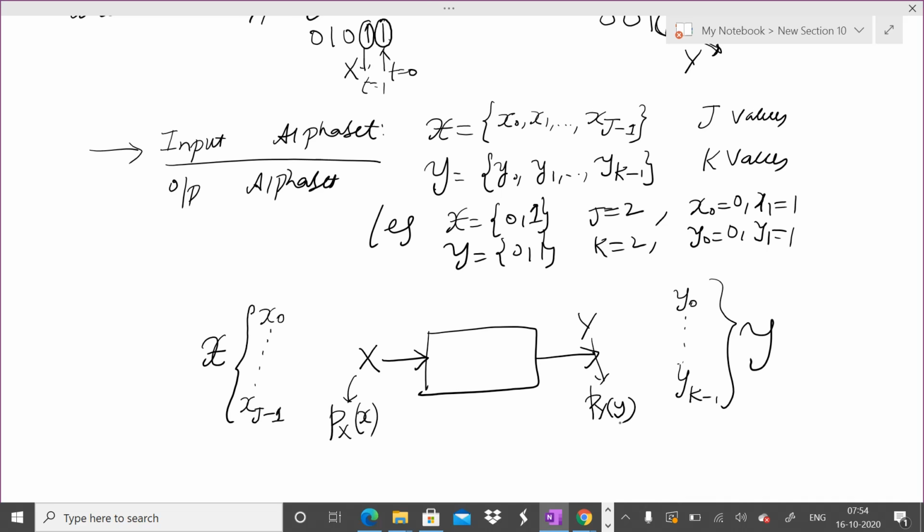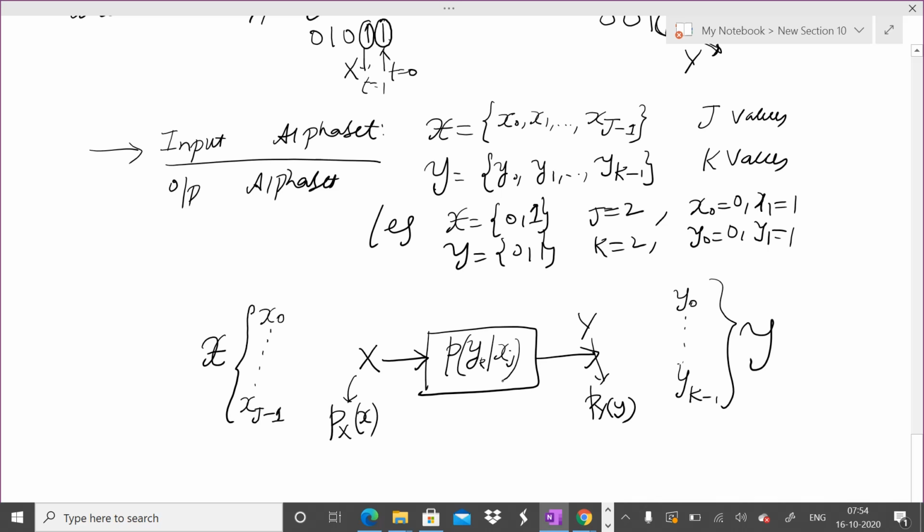Now how can we represent a channel statistically? What is the channel doing? The channel is taking the input alphabet bit and sometimes changing 0 to 1, sometimes changing 1 to 0, or sometimes not changing it. How will we quantify it? It is quantified by conditional probability, that you will get some yk at the output given that xj was transmitted.